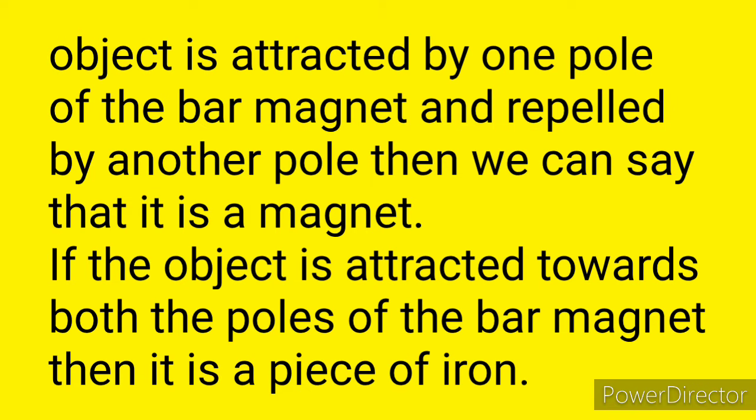Whereas if you take two magnets, what happens? Only like poles repel each other, unlike poles attract each other. So if it is a magnet, then one pole gets attracted and the other pole gets repelled. So like this you can find out which is a magnet and which is an iron piece.